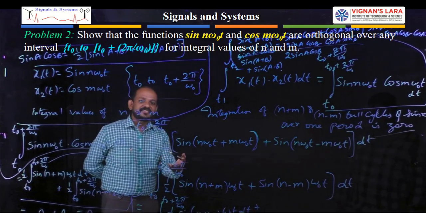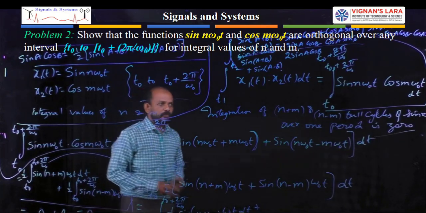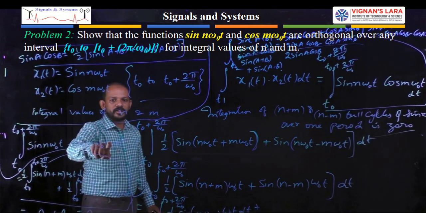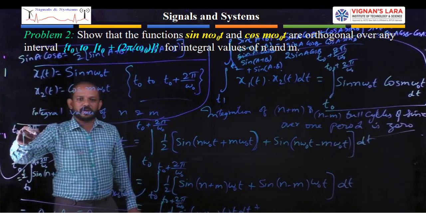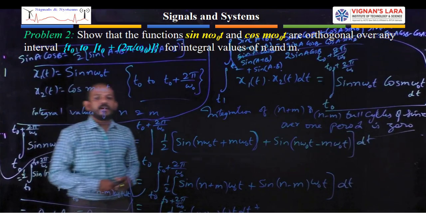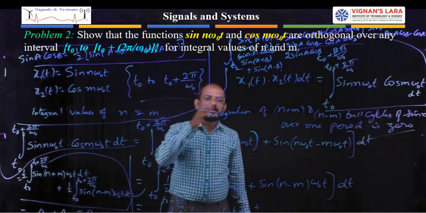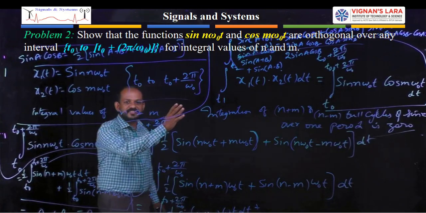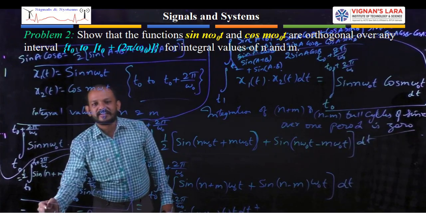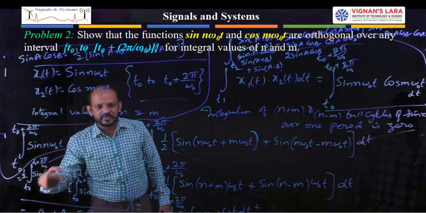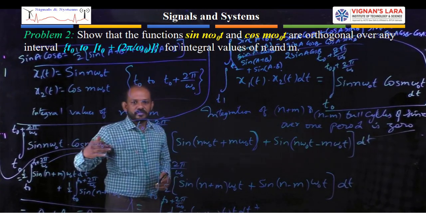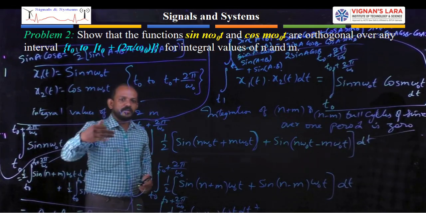So this is your second problem. Here what we proved? We proved that sin n omega naught t and cos m omega naught t over the interval t naught to t naught plus 2 pi by omega naught are orthogonal for integral values of n and m. That is, we have to consider n and m values as 1, 2, 3, 4, 5, 6, 7. So these are the integral values of n and m. If you consider only integral values, then only we can get 0. Otherwise, we won't get the zeros. For that reason, they have given integral values of n and m. So this is the solving of the second problem and proving that the given signals are orthogonal.